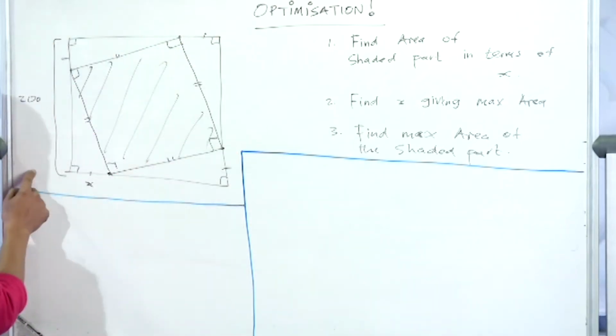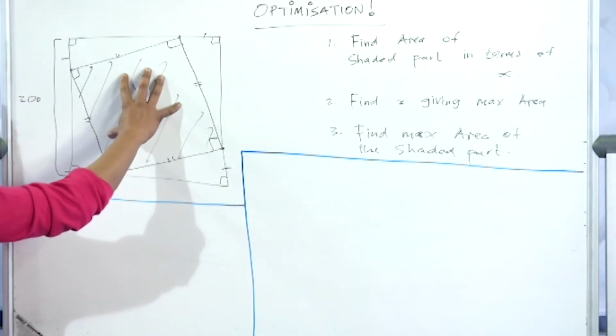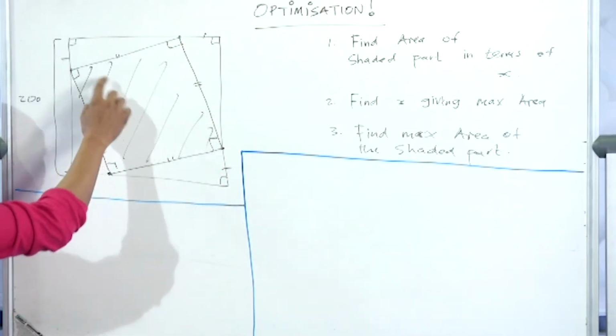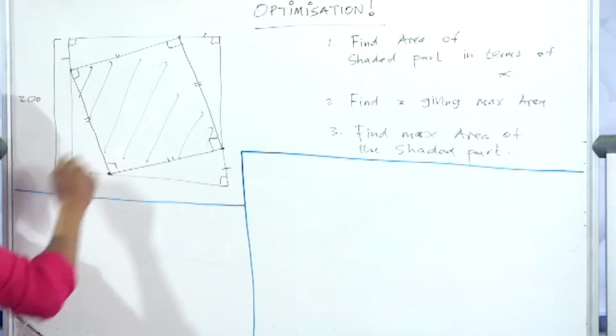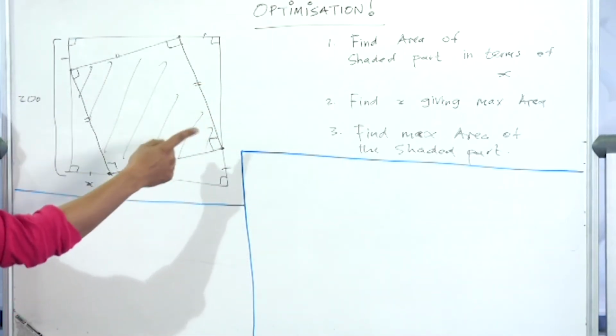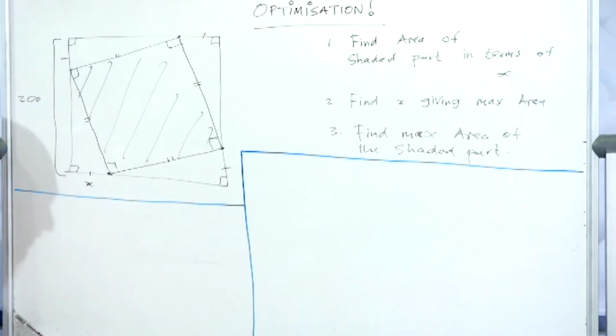They give you a big square and they give you an inscribed square within the bigger square. The question says find the area of the shaded part in terms of x. Question number 2, find x giving maximum area. And question number 3, find the maximum area of the shaded part.